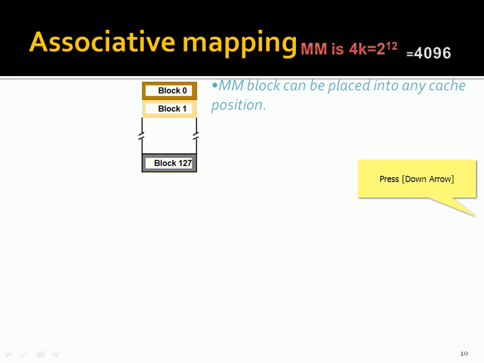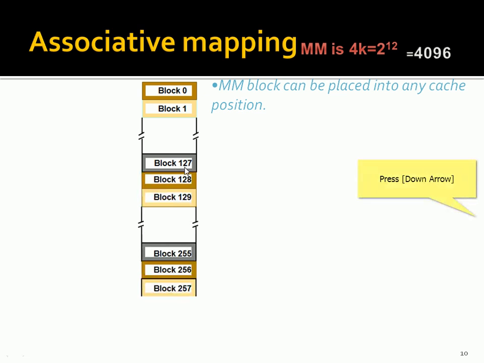So let me see the 4K main memory, right? That is a total of 4096 blocks: block 0, block 1, block 127, block 128, and so on up to block 4096. So we have the first 128, second 128, third 128, up to the last 128. This is 4 kilobytes of main memory, right? So main memory blocks we can keep.